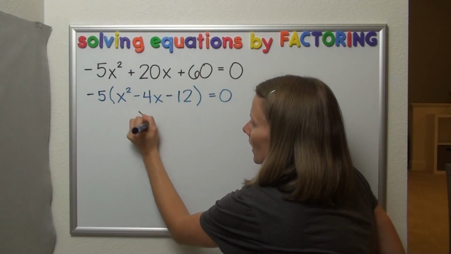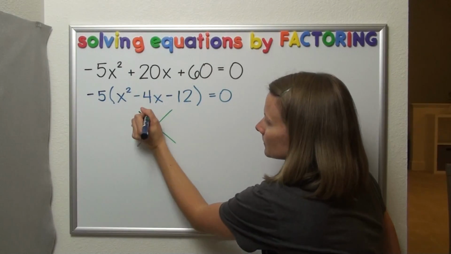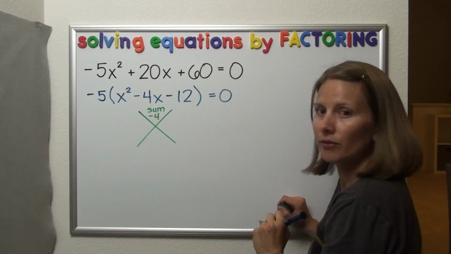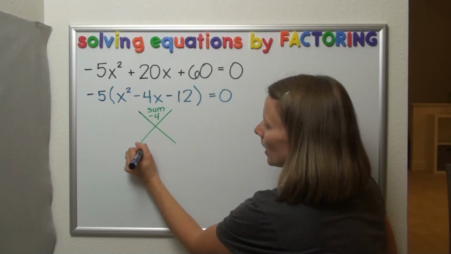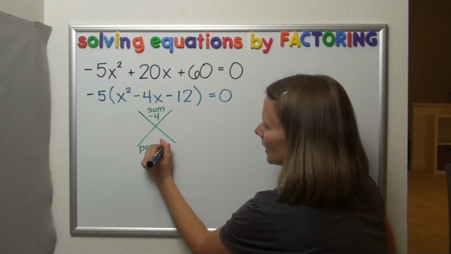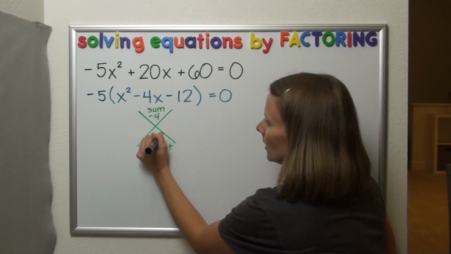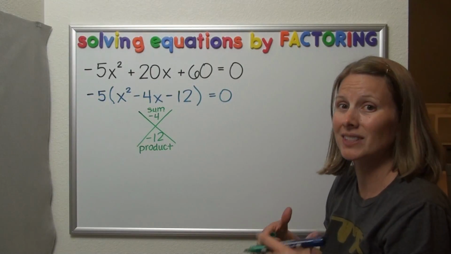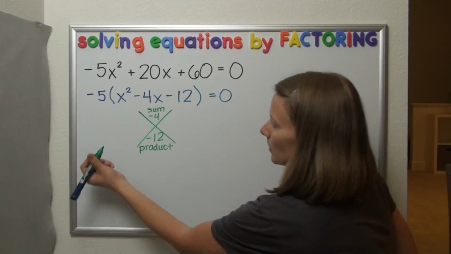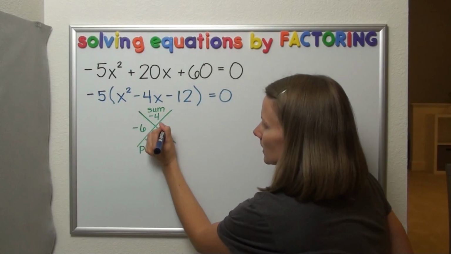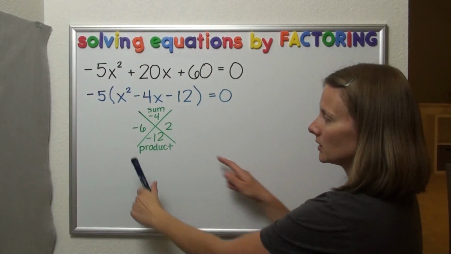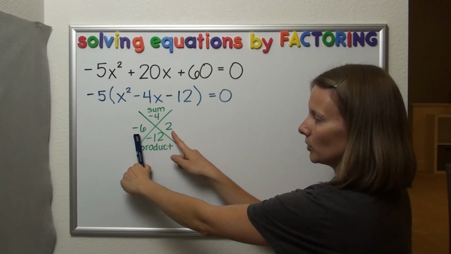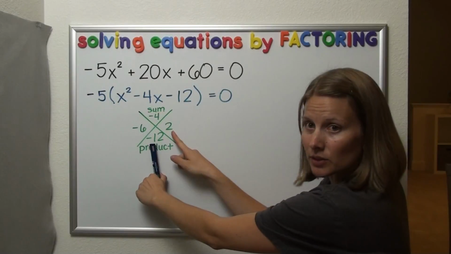So I'm going to do the Xbox method down here. The sum is again that number in the middle. So we've got negative 4 for our sum. Product will be our last number, which is negative 12. So we're looking for numbers that add to negative 4 and multiply to negative 12 at the same time. So it looks like the numbers that'll do that is a negative 6 and a positive 2. Double check, when you add them, you should get negative 4. When you multiply them, you should get negative 12.